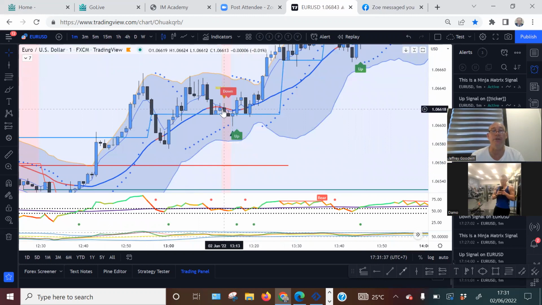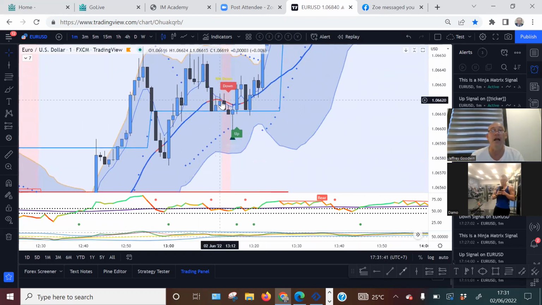Next one, small down. Let's look at this one here. That would be the entry candle there. But what do you notice? As soon as it turns there, the matrix turns and you get the ninja up. So you see that one there? And also on top of that, the trade saver went green. So we would not take that trade.